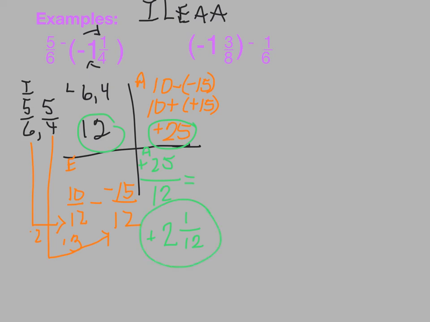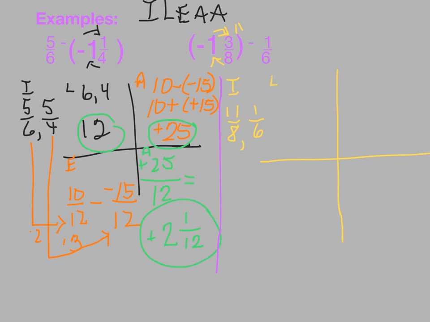Okay, we're on to the last example that we're going to have for this particular series on adding and subtracting integers, or rational numbers, excuse me, in this case fractions. So my first step, of course, is my I, which is improper fractions. 8 times 1 is 8, plus 3 is 11. So that's 11/8. And 1/6 can remain as it is.